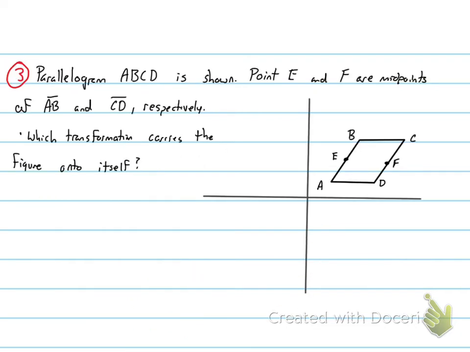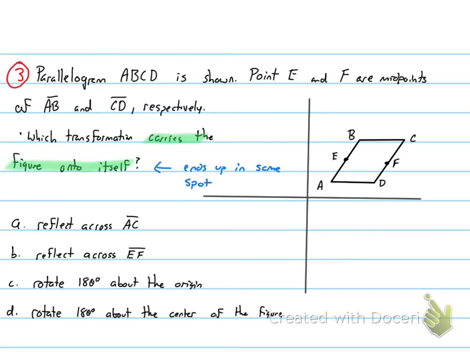And the last kind of problem we're going to look at is sometimes the hardest, so I saved this one for last. In example number 3, parallelogram ABCD is shown. Points E and F are midpoints of AB and CD respectively. Which transformation carries the figure onto itself? Now, we haven't looked at a ton of problems like this. What it means to carry something onto itself means that whatever transformation I do, it's going to end up in the same exact spot. So here are my options.